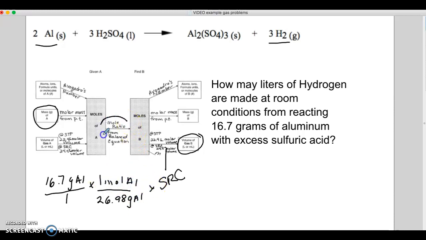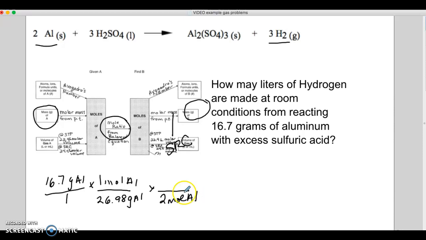Then I'm going to do my mole-mole from the balanced equation. So when I do that, mole-mole, I want to put 2 moles of aluminum on the bottom to get rid of my moles of aluminum, 3 moles of hydrogen. And then from there, you could do anything. You could stop at moles, you could go to molecules, grams, anything. But in this case, they want to know liters.